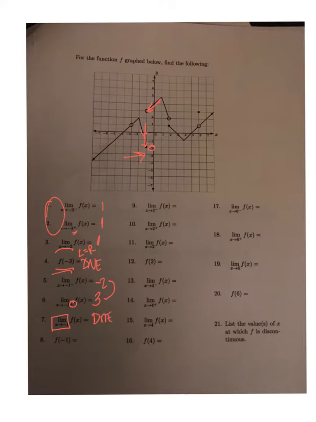Number 8 has to do with value. So you look at -1 and you see where there is actually a y value at -1. When I come down here, I see there's a filled in point. When I come up here, I see it's an open circle. So that means there's no value at this part, but there's a value here. There should only be one because it's a function. And the y value will be -2.